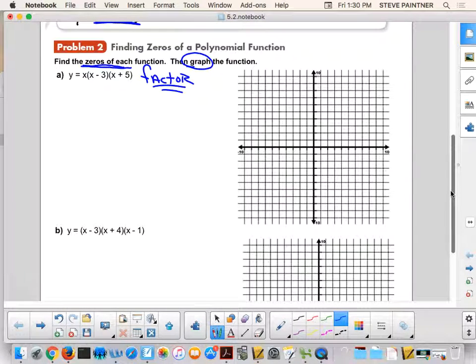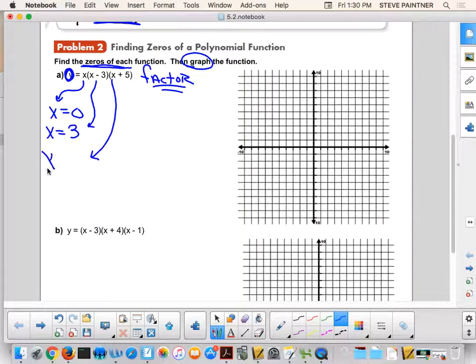What are the zeros? Well, if they say that, let's just put a 0 there. When will that side equal 0? When this x is what? 0. When this x is what? Positive 3. And? Negative 5. Okay, that was easy. And then you should know this. Not only are these called the zeros, better yet, they're called what? X-intercepts. Okay, get over there, graph it. 0, 3, and negative 5.